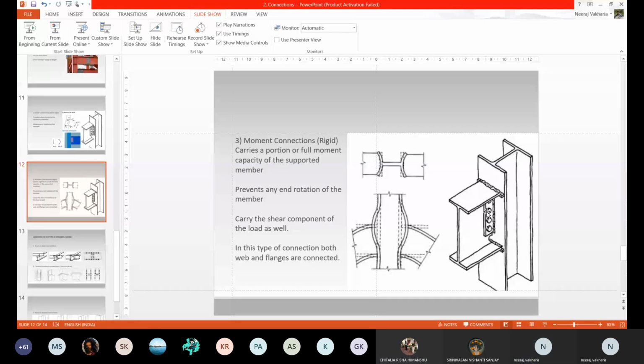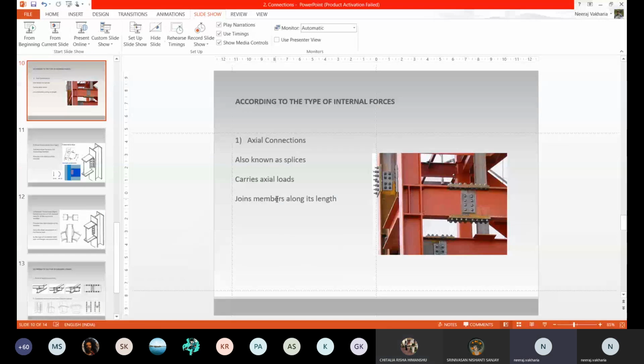And for longer spans, which one of these connections is usually used, like welding, bolting, or riveting? Generally, we use bolting. Riveting is not much used nowadays because the function of rivet and bolt is the same, but the process is different.